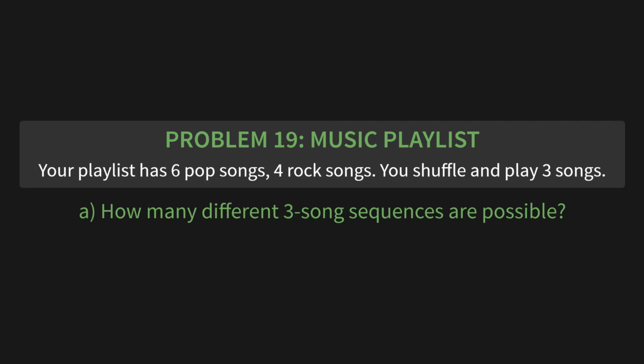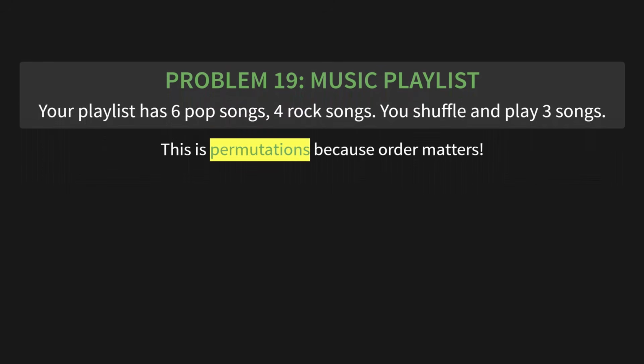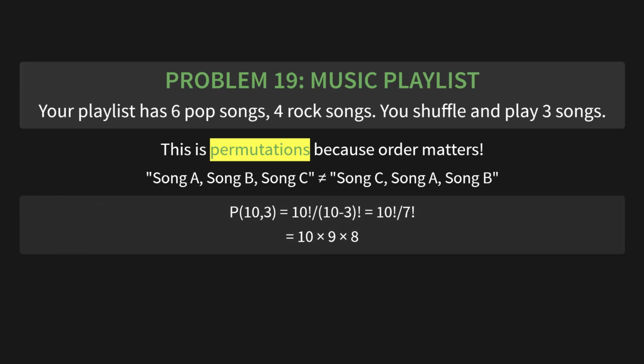This is permutations, people. Why? Because order absolutely matters. Shake It Off, followed by Bohemian Rhapsody, followed by Levitating, is a totally different vibe than hearing them in reverse order. Check out this permutation formula. We're choosing 3 songs from 10 where order matters. That's 10 choices for the first song, 9 for the second, 8 for the third. 10 times 9 times 8 equals 720 different possible sequences. Your shuffle has 720 different ways to arrange those 3 songs.